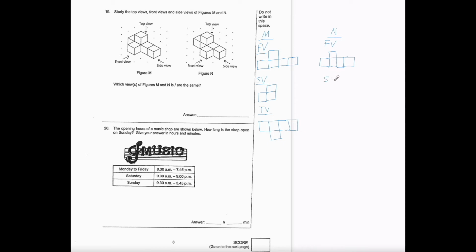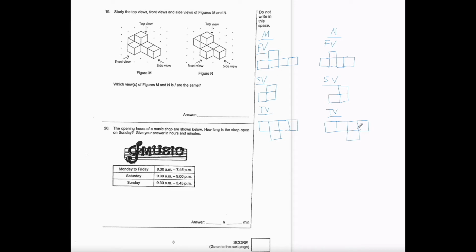How about my side view? My side view is also 1 and 2. So it will be 1 and then 2 cubes. How about my top view? My top view will be, let me draw 4 cubes first, and then 1, 2, 3. On my third cube, I'll have 1 extra here.